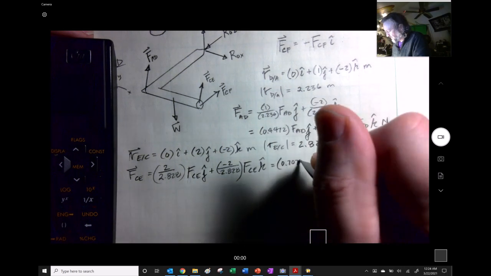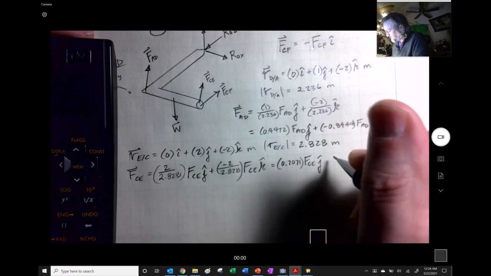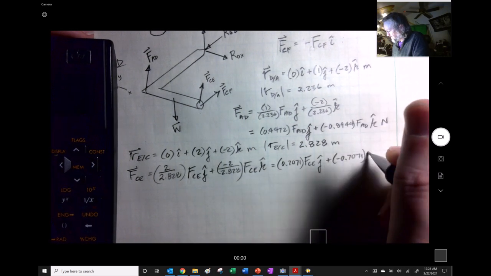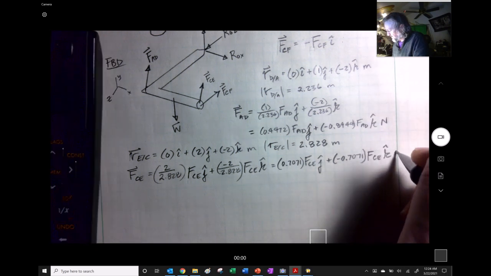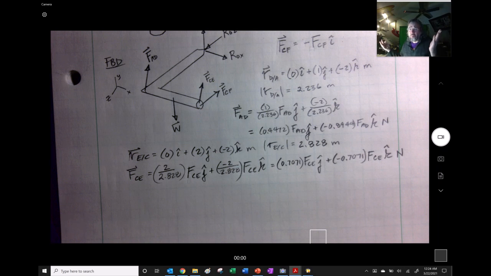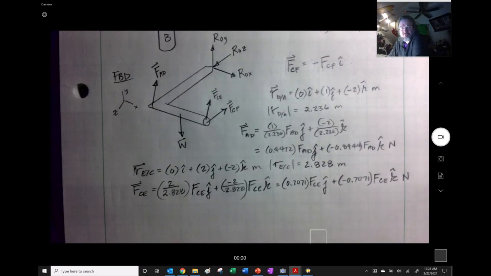.707, no kidding, FCE plus a negative 0.7071 FCE K newtons. I don't know if we need to put newtons in there when there's still a variable in there. I think when there's a number in there, you put them in there. I don't know. All right, so we're going to need to take moments.